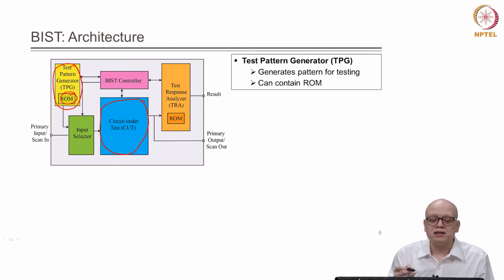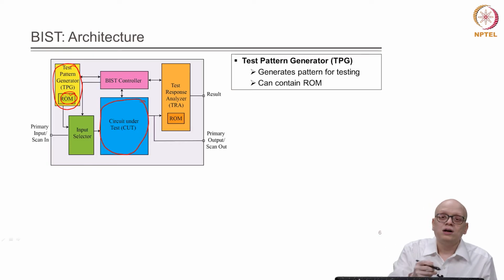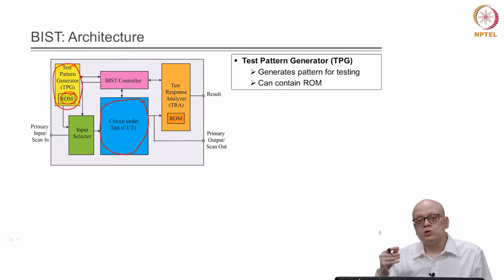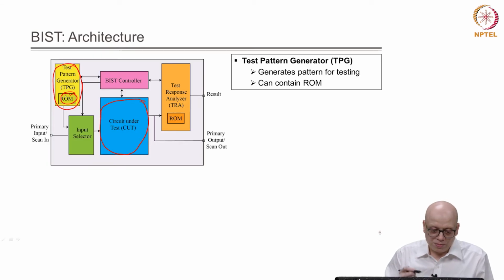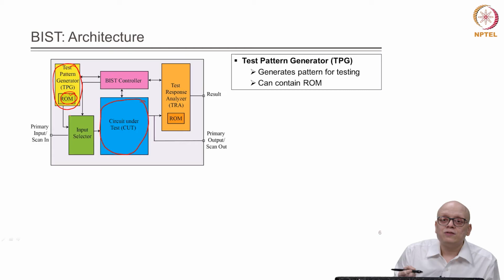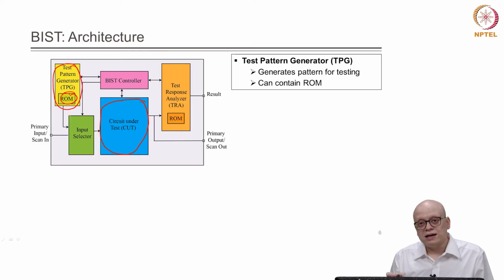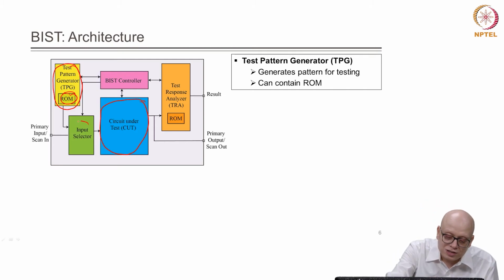So, most of this test pattern generator will be a kind of random test pattern generator, but to target specific faults we can also use ROM to store some test patterns which we can apply to our circuit and achieve a better coverage of the fault in the BIST based method. Now, depending on whether we are in the BIST mode, testing our circuit, or whether the circuit is performing normal operation, there is an input selector.